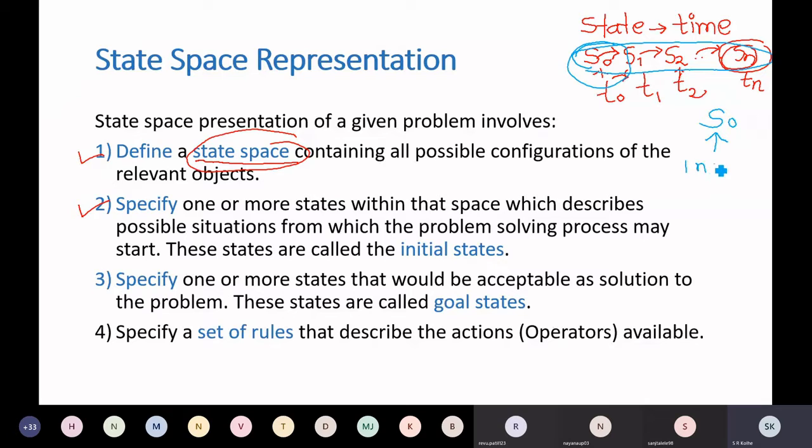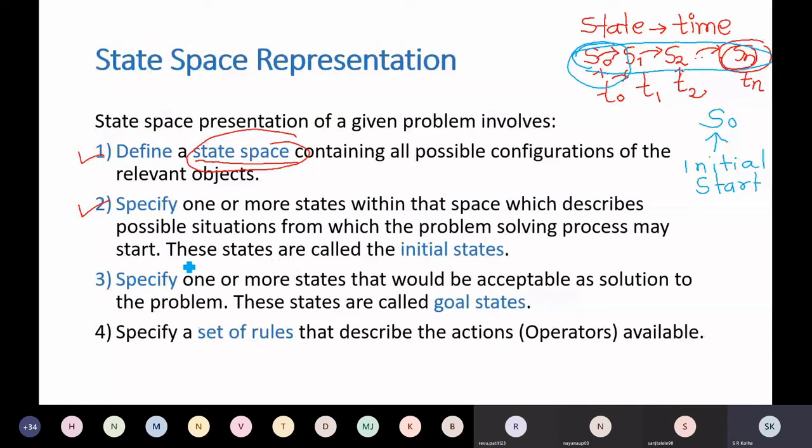I will call that the initial state, or sometimes you may call it the start state. For a given problem, you may have one initial state or more than one initial state. Okay, understood? Yes, sir.